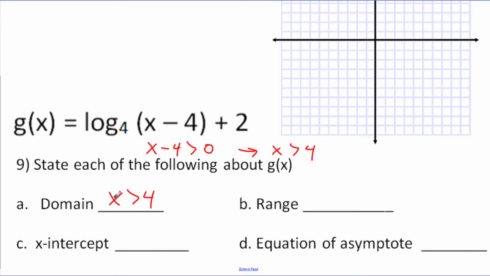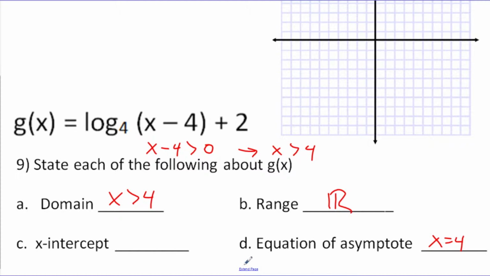And this makes sense because if I were to plug in, for example, 0, which is smaller than 4, I'd get the log base 4 of negative 4, and we're not allowed to do that. That's a problem. For all of our log functions, the range is everything. It's going to go up and down forever. The asymptote is going to be off of this x value. There's a restriction on the domain here, so it's going to cause an asymptote to happen at x equal to 4.